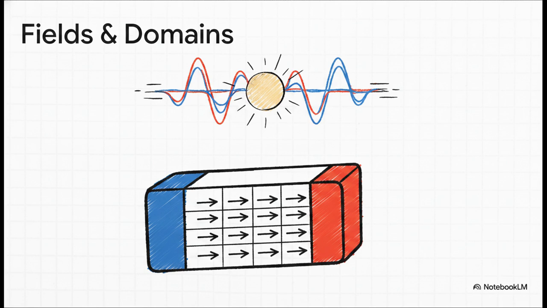Plus, on a physical level, inside ferromagnetic materials like iron, you have these microscopic magnetic regions called domains. When those tiny atomic magnets all point in the exact same direction, the entire piece of iron becomes a permanent magnet with a north and a south pole.